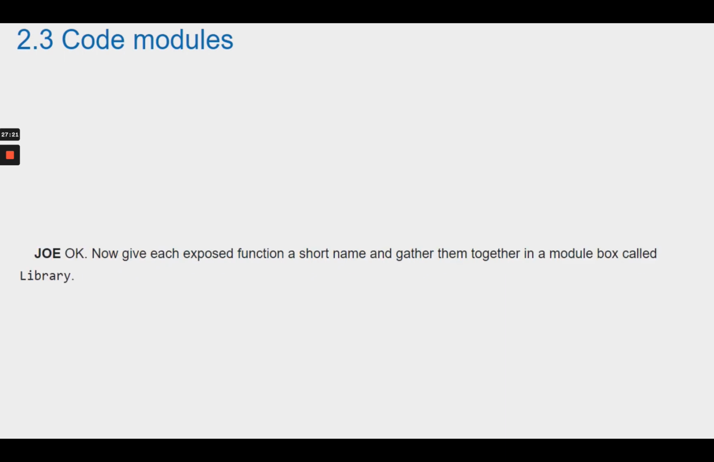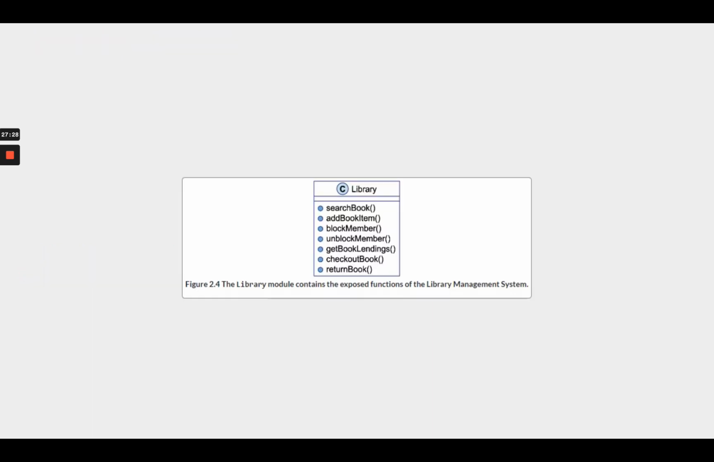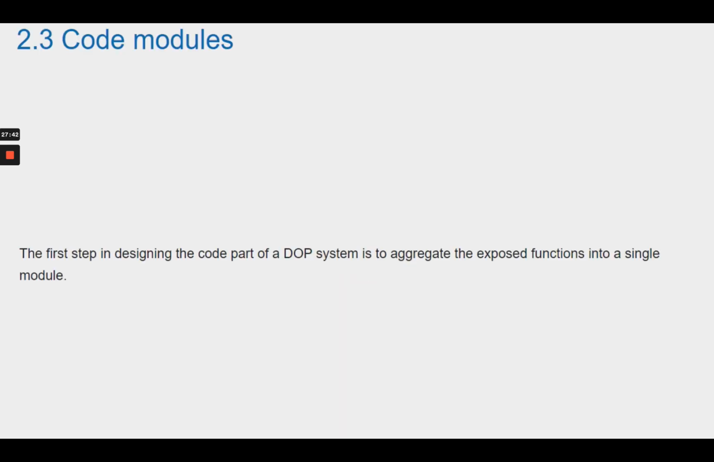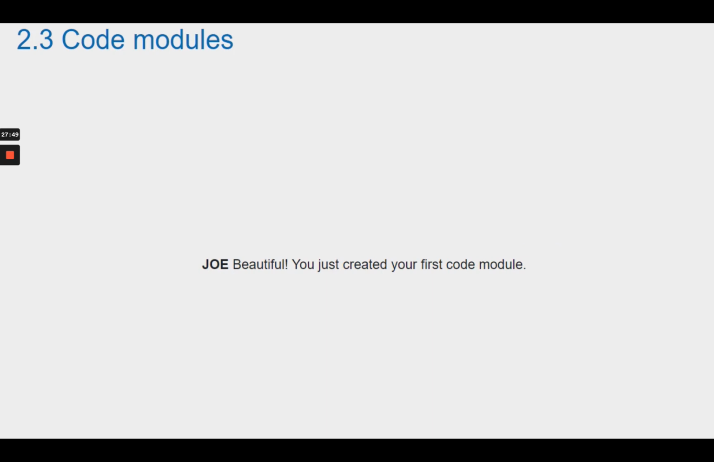Joe, okay, now give each exposed function a short name and gather them together in a module box called library. That takes Theo less than a minute. Figure 2.4 shows the module that contains the exposed functions of the library devised by Theo. Tip. The first step in designing the code part of a DOP system is to aggregate the exposed functions into a single module. Joe, beautiful! You just created your first code module.